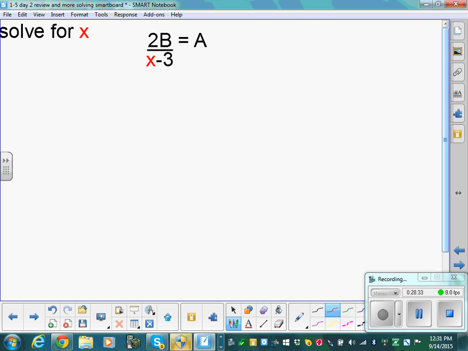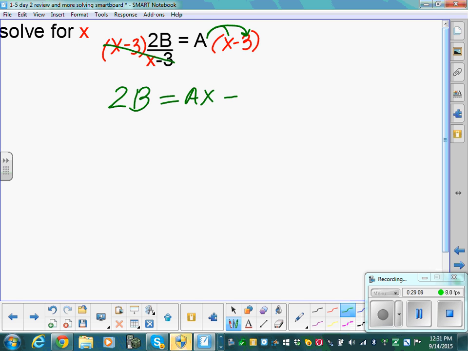So there's a bunch of different ways of doing this one. But what I'm going to do is just go ahead and say, okay, I don't want to deal with fractions that much. So I'm going to multiply both sides by x minus 3 because I have a denominator of a fraction. So if I multiply both sides by x minus 3, then over here on the left, on top I have an x minus 3, and on bottom I have an x minus 3, so they divide out and become 1. So that leaves me with 2b is equal to a times x minus 3. Now we're trying to solve for x, so let's distribute that through. A times x is ax, and then a times -3 is -3a.